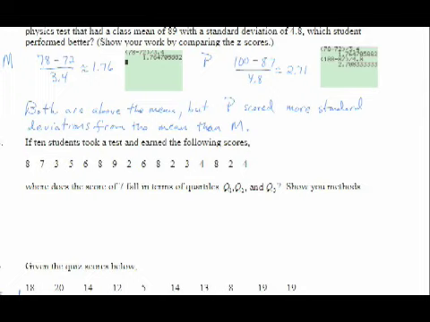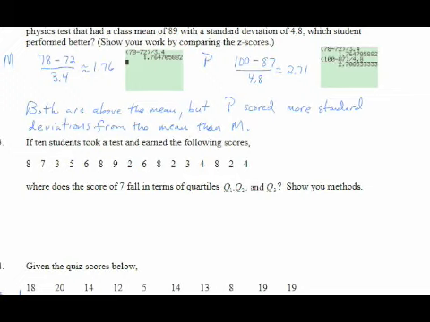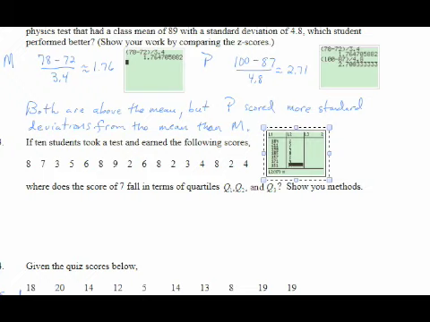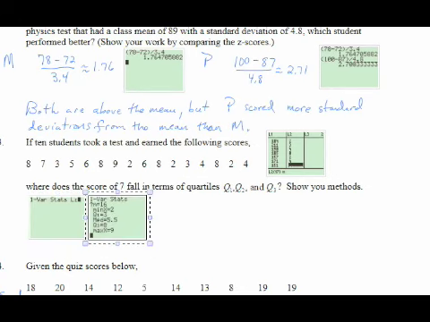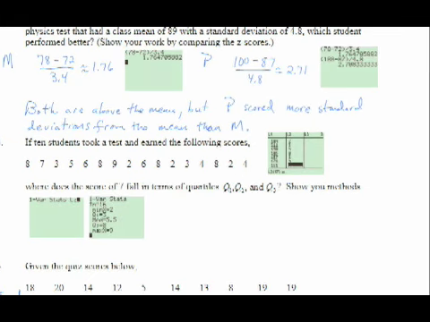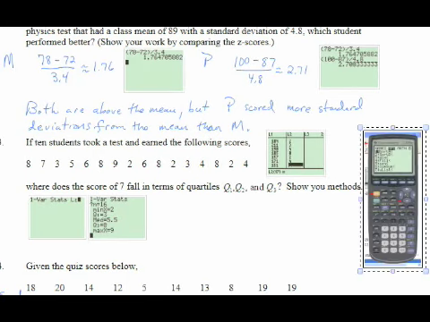Now if we look at the second problem on the second page, we have a collection of data and we would like to see where the number 7 falls relative to the quartiles in the data. Recall that the quartile 2 is simply the median, Q1 is the median of the first half, and Q3 is the median of the second half. I've entered the data, I did my one-var stats, and I scrolled down to the second page to see the min, the max, Q1, Q2, and Q3.